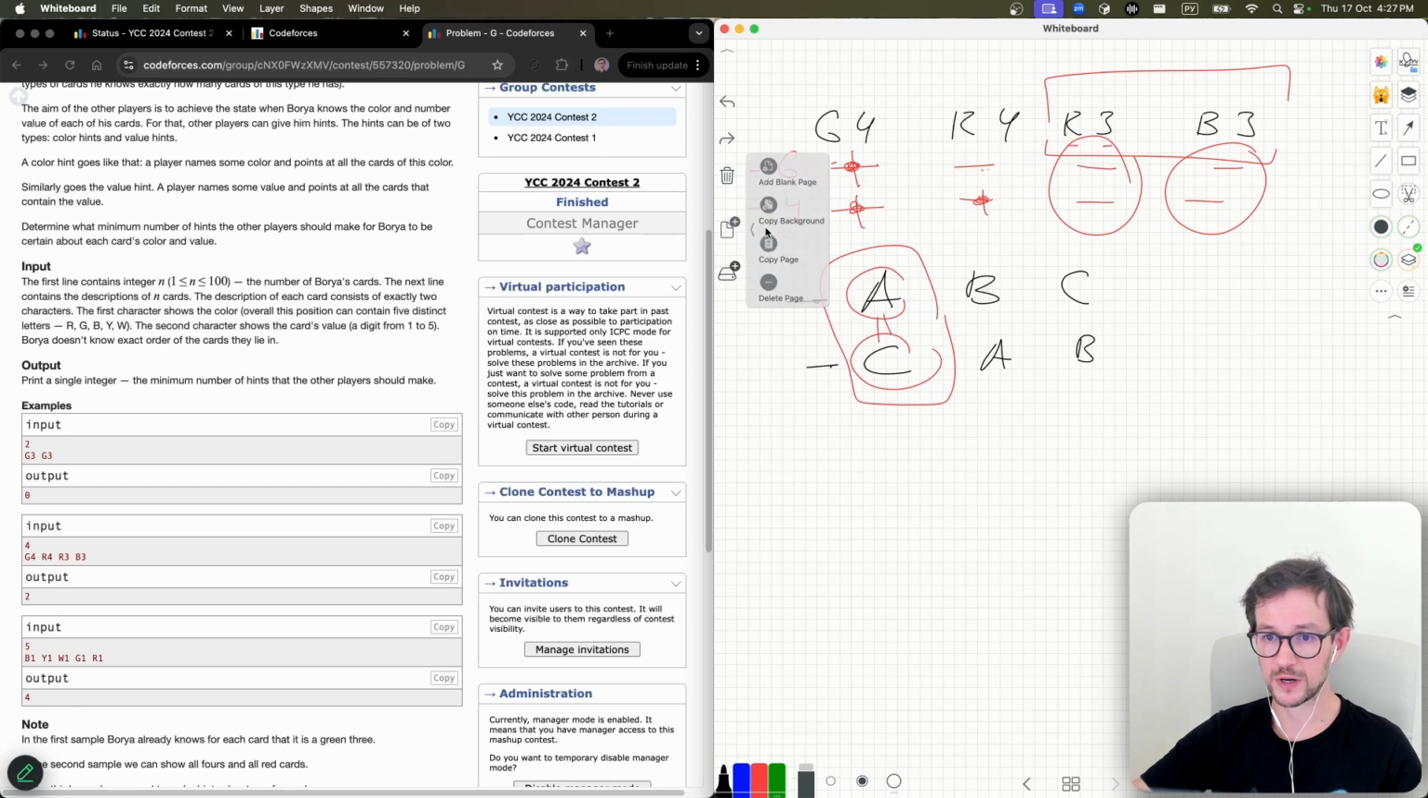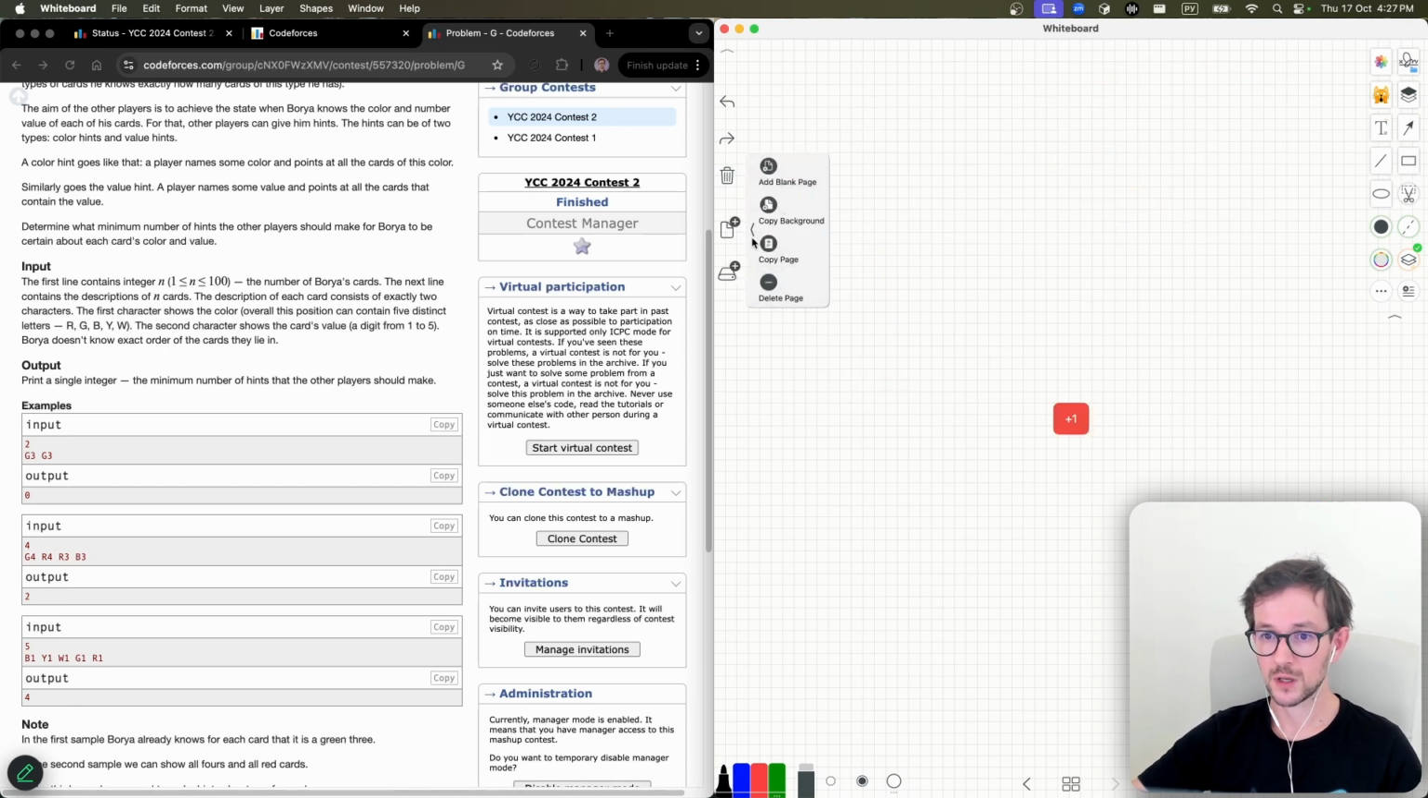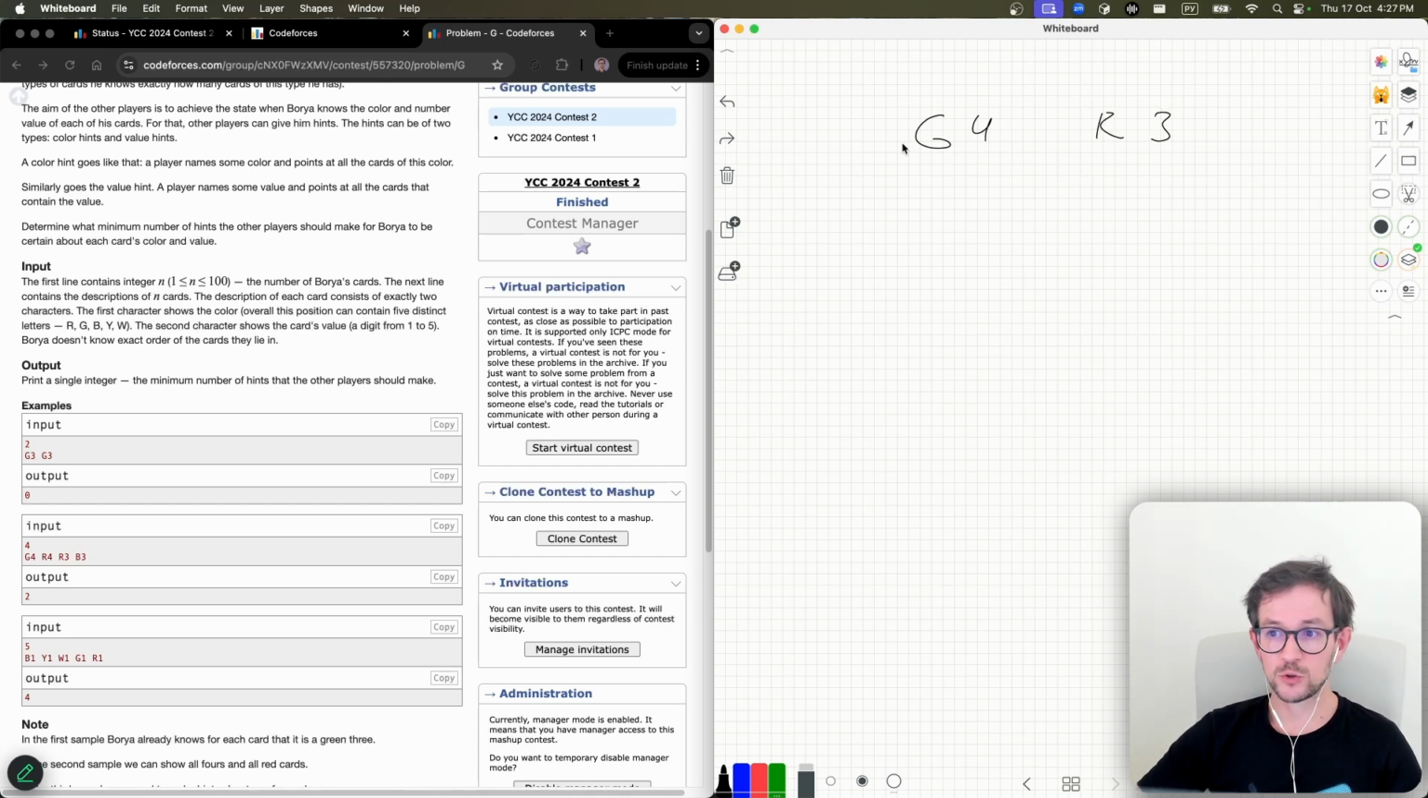If I have two cards, let's say G4 and R3, I need to distinguish these two cards. If I give some bad hint, like blue, it will give me minus and minus. Not interesting. So I need to give some hint that gives plus for one card but minus for another card.